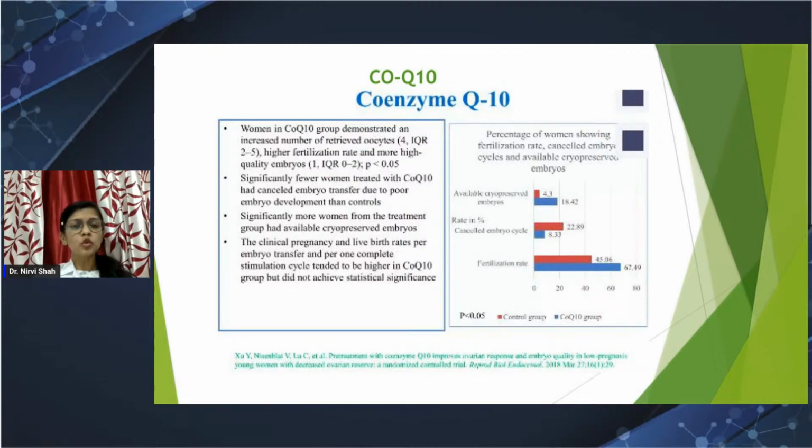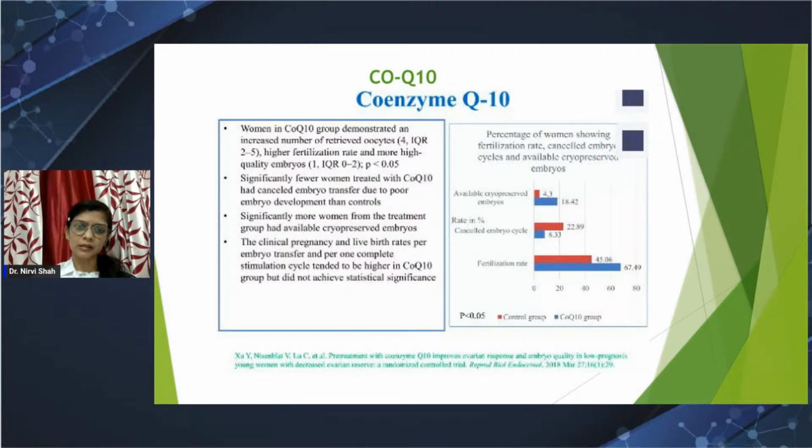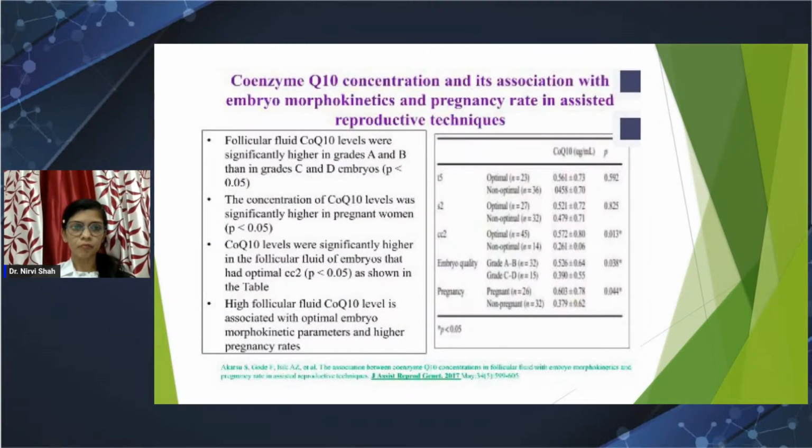So around 2 months of CoQ10 before starting any IVF treatment would help in increasing the oocyte quality and decreasing the cancellation of cycles and oocyte retrieval. However, the live birth rates in this Indian study did not achieve any statistical significance. Same here also, high follicular fluid CoQ10 level is associated with optimal embryo morphokinetic rates, but however, the live birth rate is still not significant.